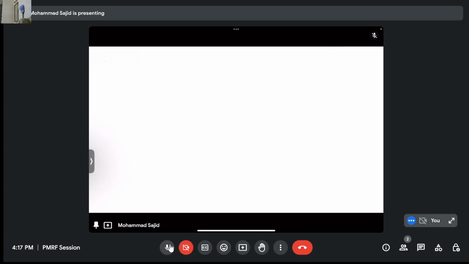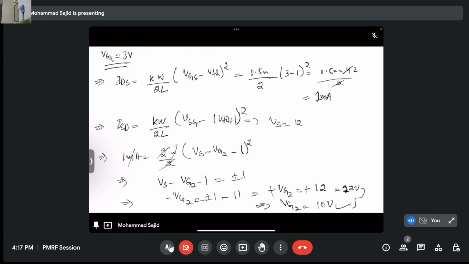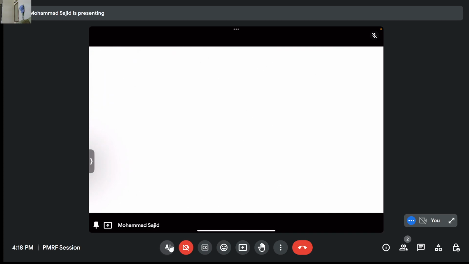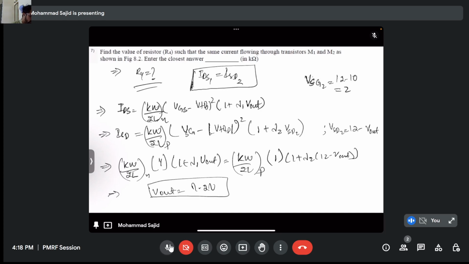As your IDS1 is equal to IDS2, sorry, this is ISD2, so let me just use the mod. Now what we have to do is we have to find the current. Find the value of R4 such that the same current flows. Okay, we did the analysis using that same current flows, and now we have to find the value of R4.